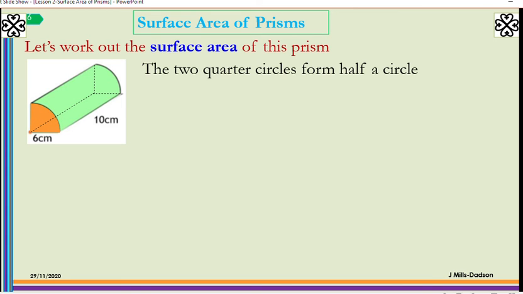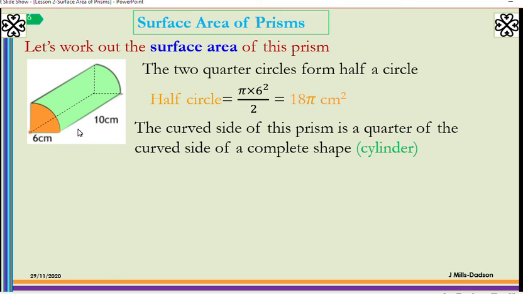So we have 2 quarter circles, and the 2 quarter circles will make half a circle. These 2 quarter circles is half a circle. So I'll work out the area of a circle and divide it by 2. So pi times 6 squared, that's pi r squared, divided by 2 will give me 18 pi. 18 pi represents the 2 quarter circles. Also, the curved side, this curved side is a quarter of the curved side of a cylinder.